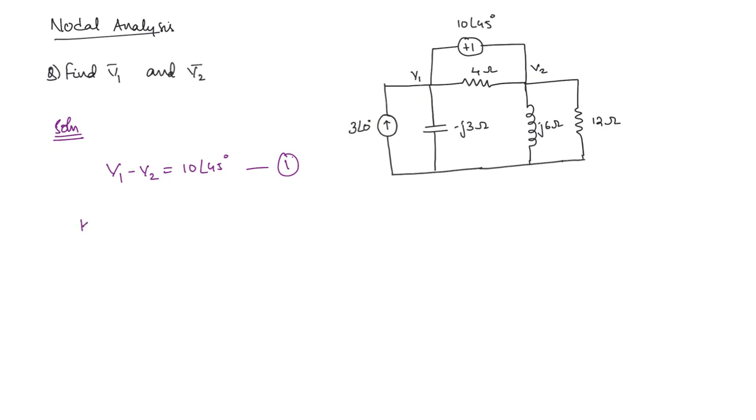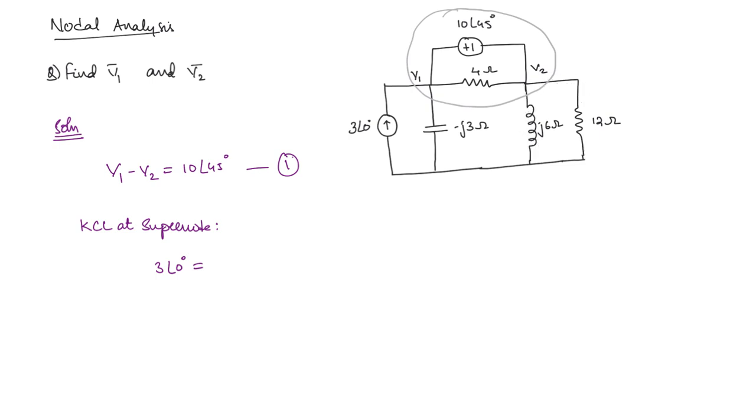Next we have to apply KCL at the super node. That means you have to consider both of the nodes as one single node and accordingly apply the KCL. Then this 3 angle 0 current is entering the super node, so we'll take it as positive. All of the other currents we will take as leaving. So 3 angle 0 degrees is equal to the current leaving this node, through this J6 and through this 12 ohm.